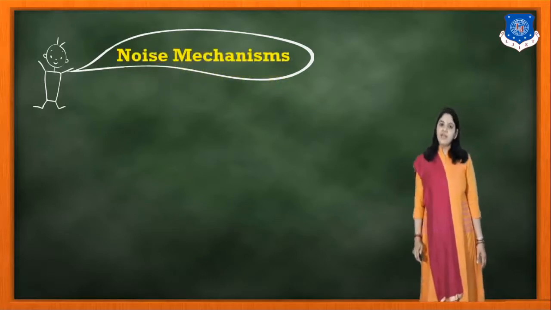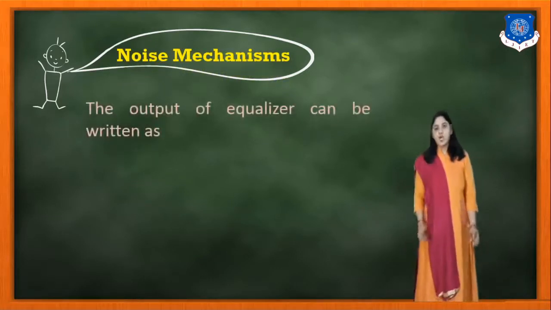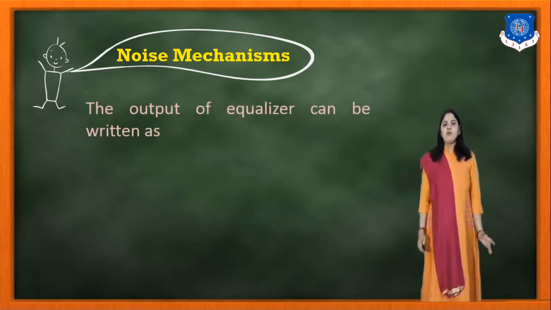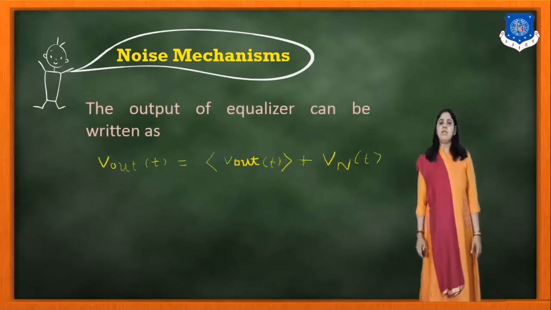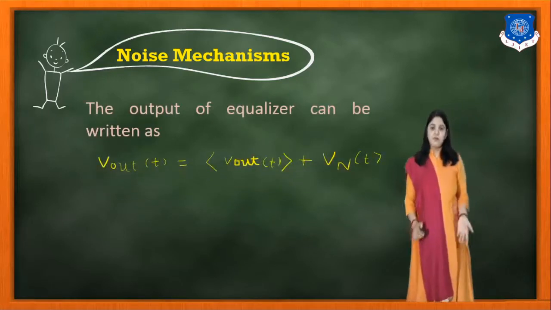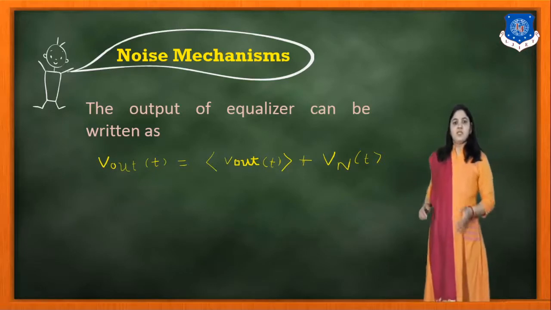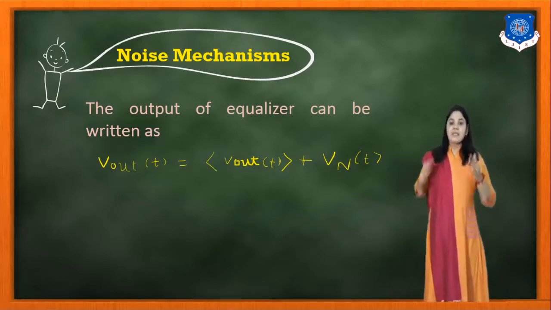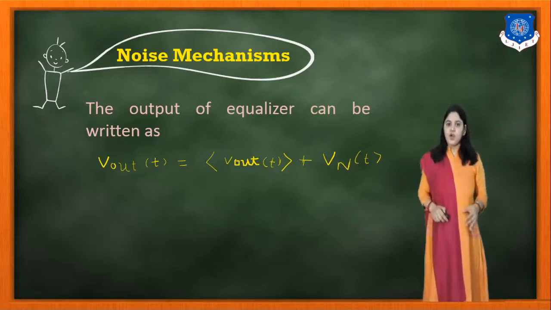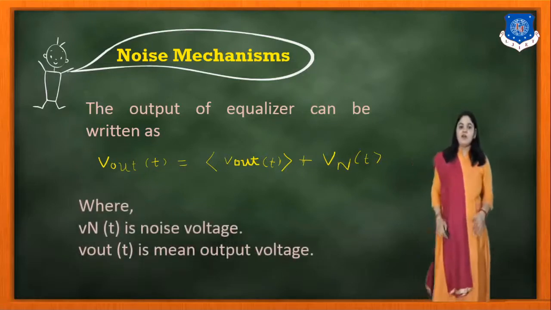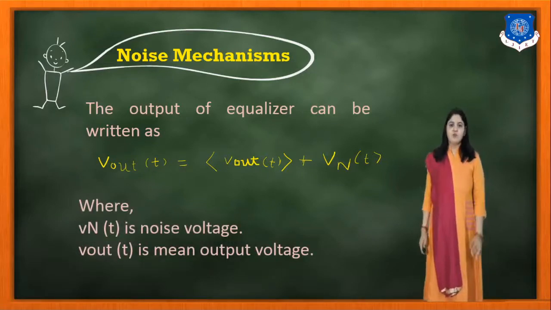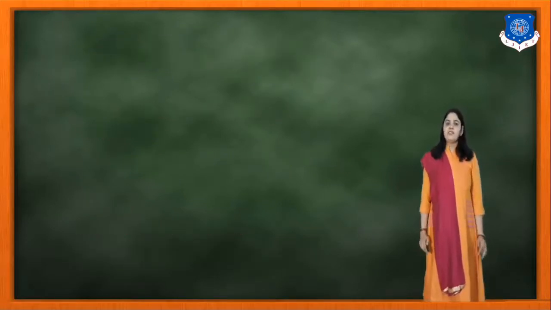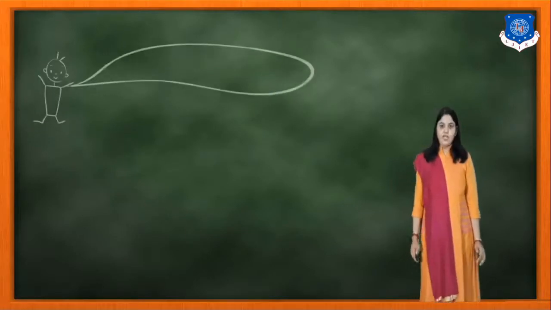Okay, so the next topic is the noise mechanism. The output of the equalizer can be written as V_out(t) is equal to V̄_out(t) plus V_n(t). I mean the actual output is the mean output plus some noise, where V_n(t) is the noise voltage, and V̄_out(t) is the mean output voltage.